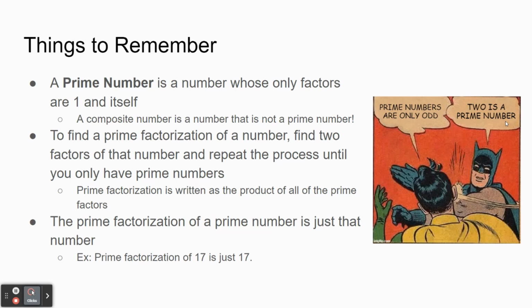Anyway, to find the prime factorization of a number, find 2 factors of that number, and then just keep repeating that until you only have prime numbers. Prime factorization then is written as the product of all of those prime factors. We saw that in our example. Finally, this kind of goes into that bonus problem from the you-do. The prime factorization of a prime number is just that number. So for example, you're supposed to find the prime factorization of 17. Because 17 is a prime number, your prime factorization is just 17. There's nothing else you can do with it. It just stays like that. Pause the video in case you need to write any of these down.